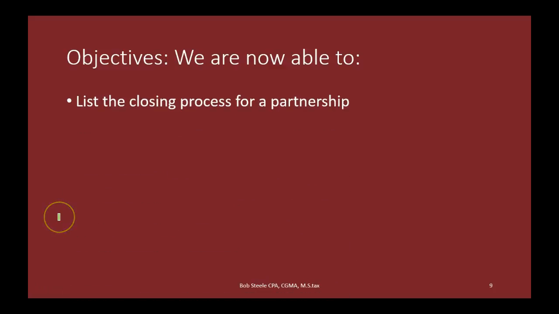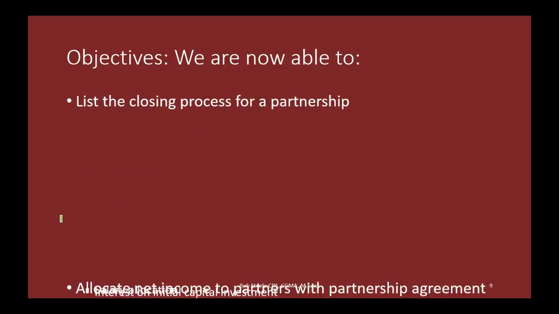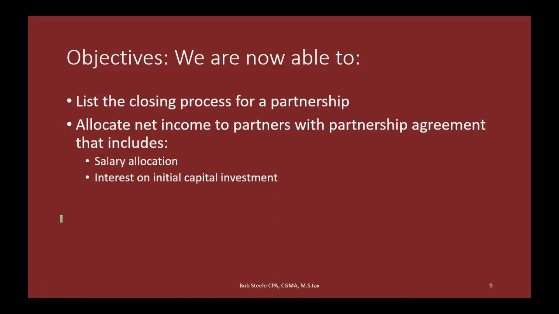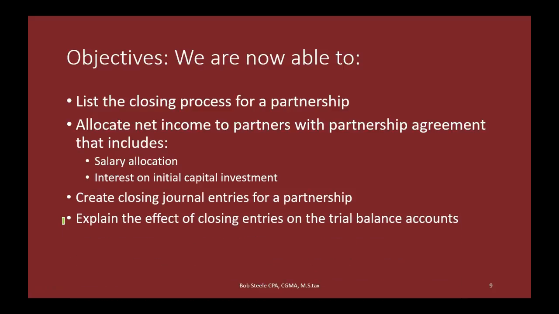So we are now able to list the closing process for a partnership, allocate net income to partners with a partnership agreement that includes salary allocation and interest on initial capital investment, and create closing journal entries for a partnership, as well as explain the effect of closing entries on the trial balance accounts.